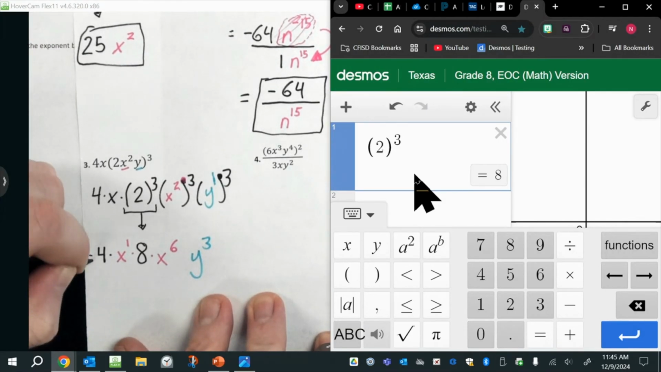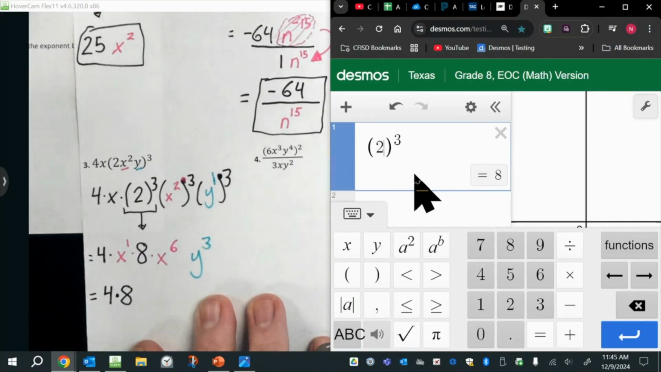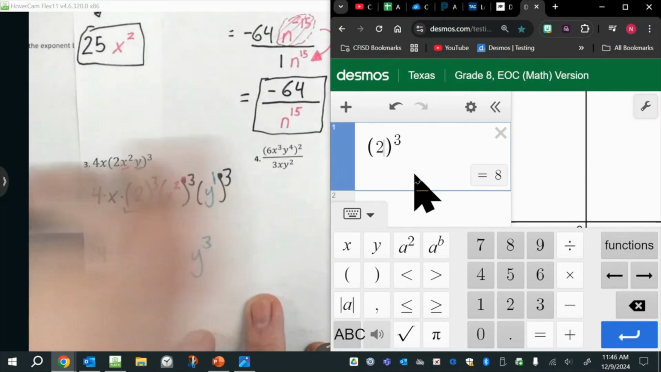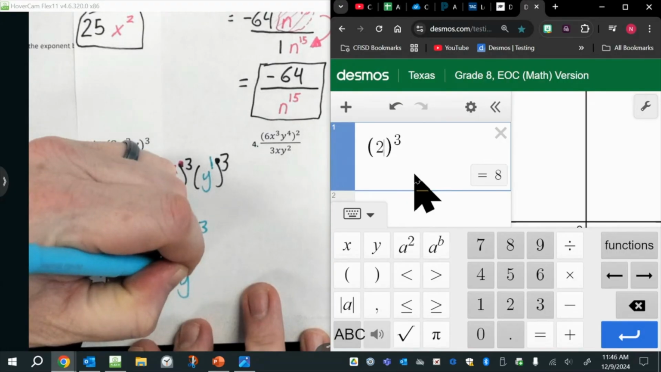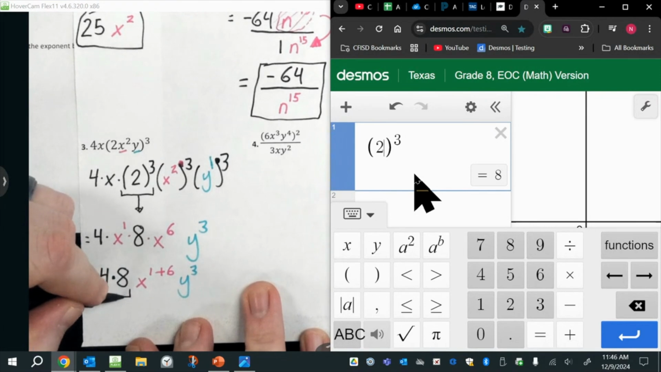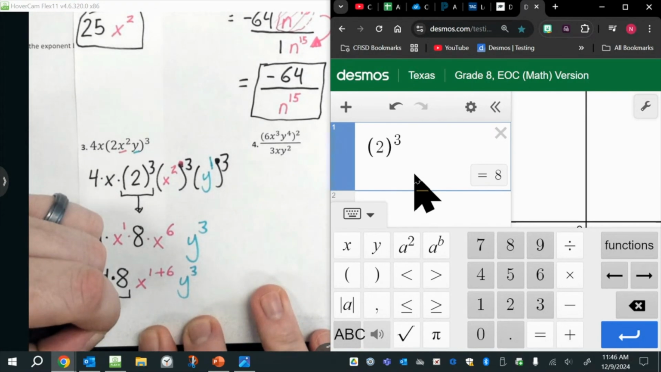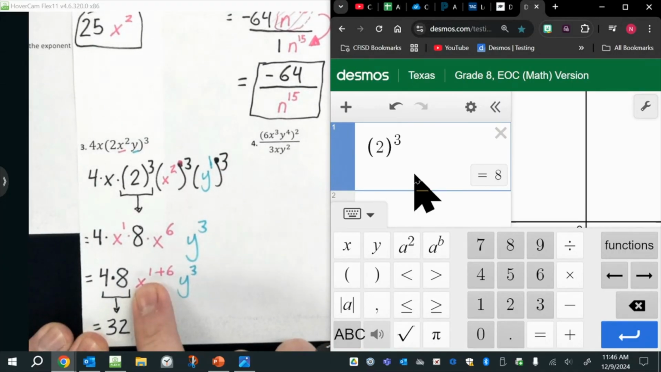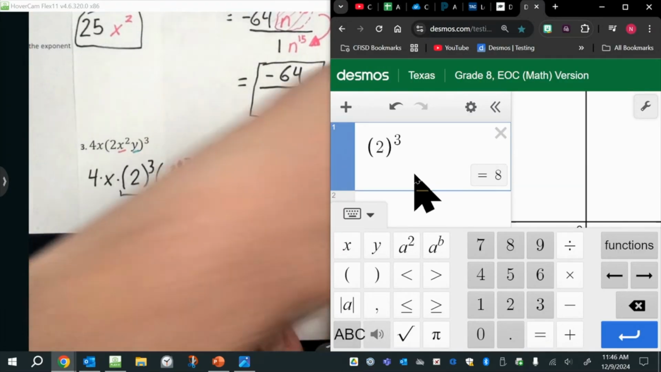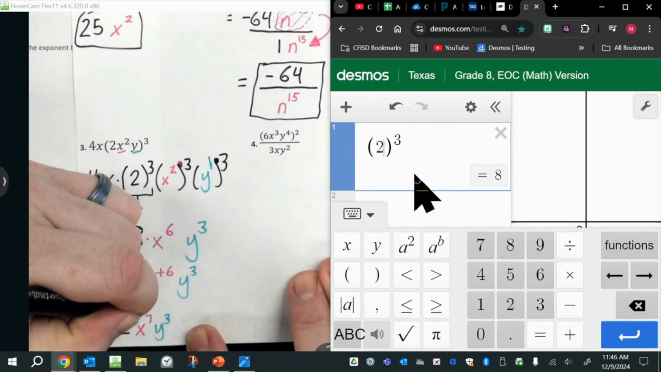So now I'm going to regroup some things. I'm going to put my 4 times my 8 next to each other. I'm going to put my x to the 1 and add 6 to it. And then I have my y to the 3rd. So this right here, I type into the calculator. 4 times 8 is going to be 32. 1 plus 6, that's going to make this x to the positive 7. And then we have our y to the 3rd. That is our final answer.